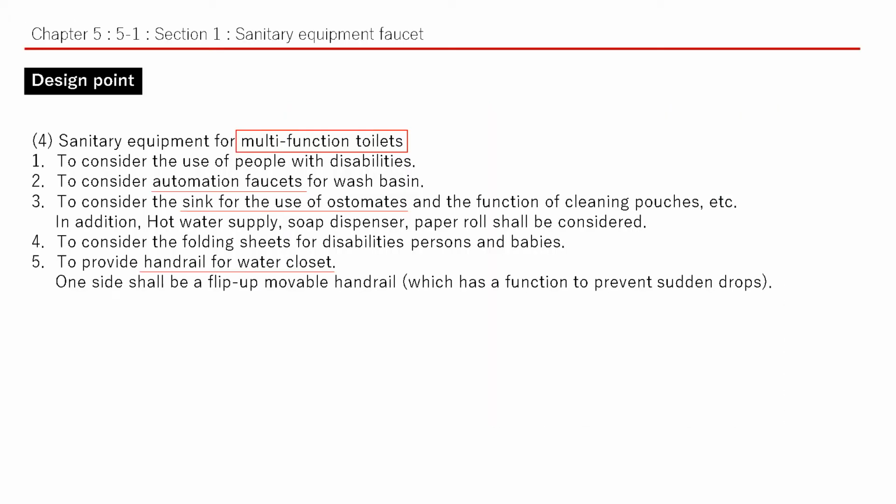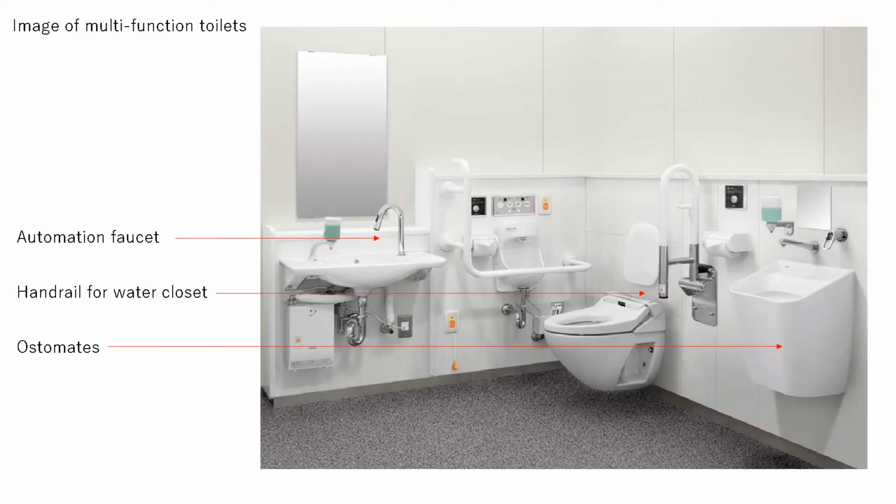Next, about multifunction toilet. We have to consider use by people with disabilities. Therefore, consider automatic faucets, ostomate, handrail and so on. This is the image of a multifunction toilet. You can see automatic faucets, ostomate, handrail and so on.